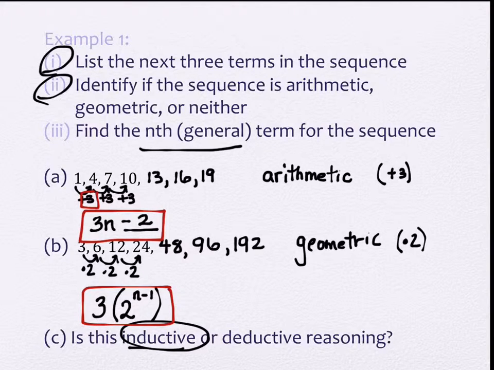Okay, so by having the exponent n minus 1, it resets everything that's in parentheses, when n equals 1, to the value 1. And then what goes in front is simply the first term of my sequence, 3. And again, you can check to make sure it works by plugging in different values.